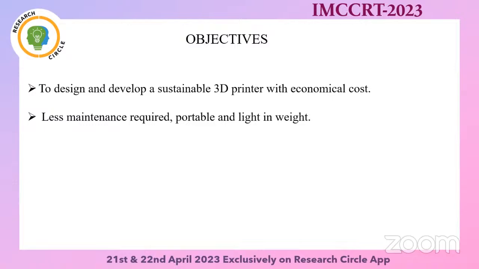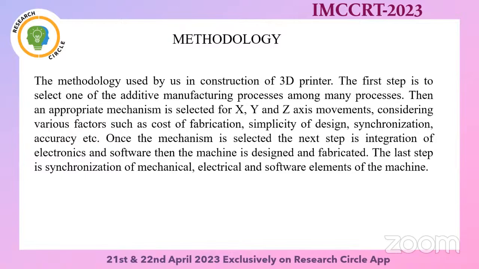These are the two major objectives which we have focused on in our project. The first one is to design and develop a sustainable 3D printer with an economical cost. And second, it should be low maintenance, portable and lightweight, so that we can move it as we want. So the method which we pursued to develop the 3D printer: the first step is we select the additive manufacturing process, then an appropriate mechanism for X, Y, Z axis movement, considering various factors such as cost of fabrication, simplicity of design, synchronization, and accuracy.